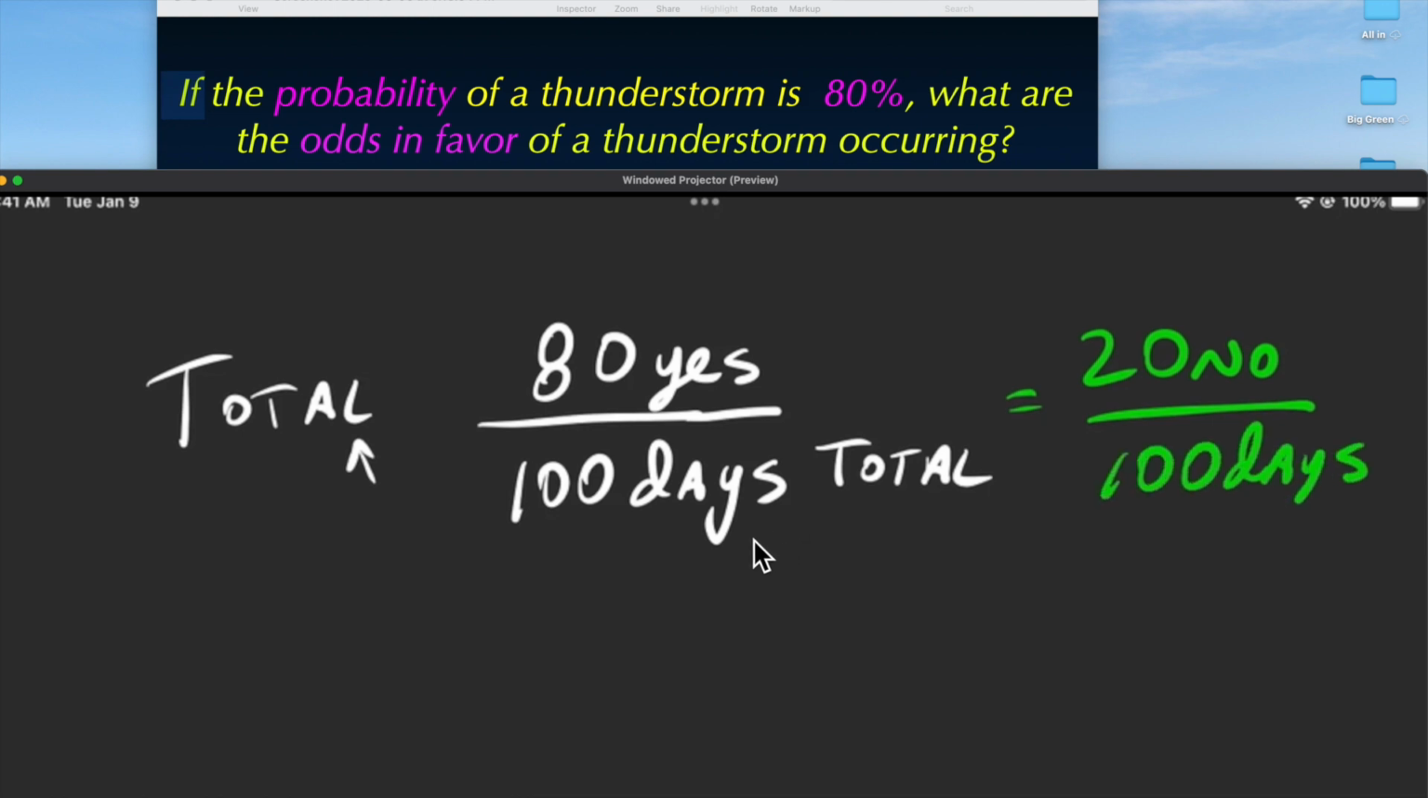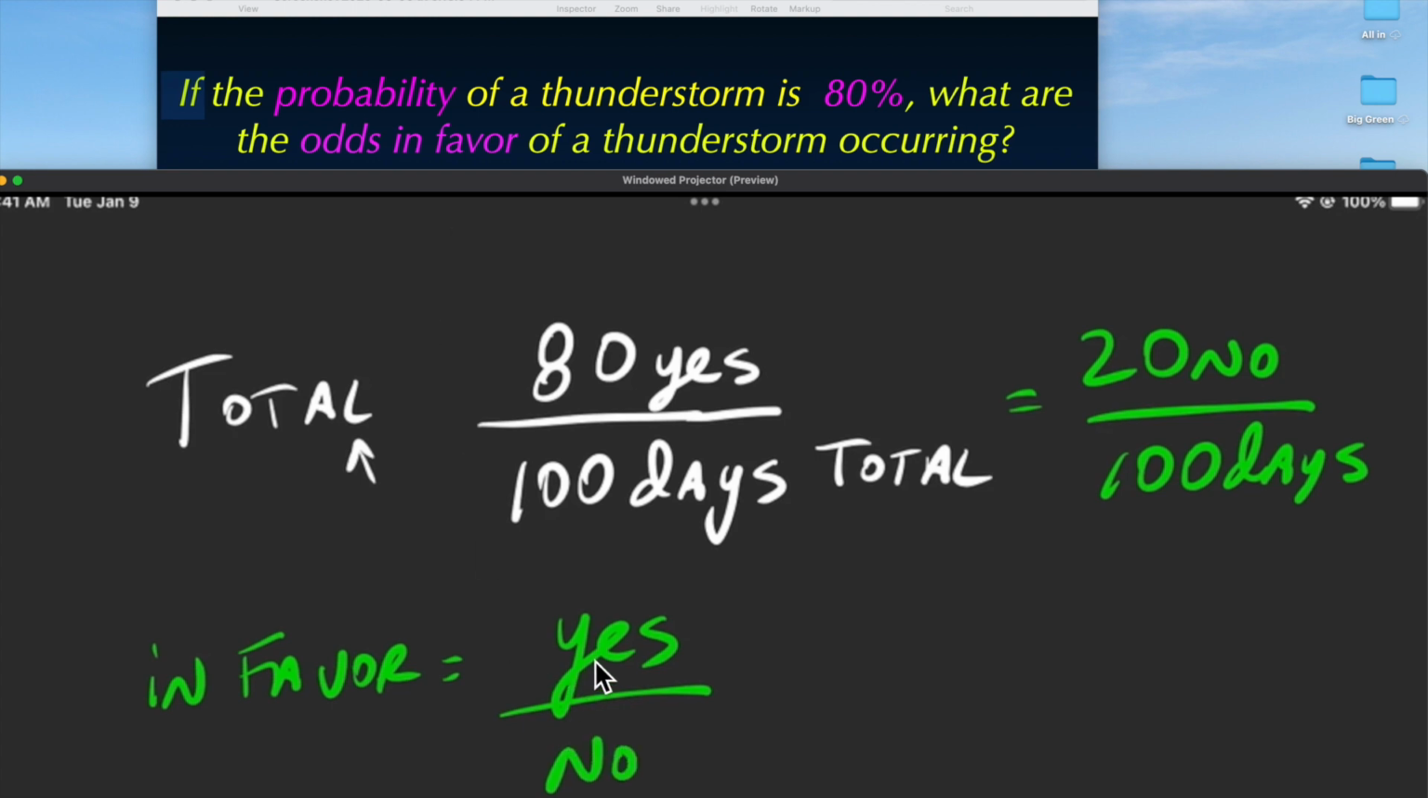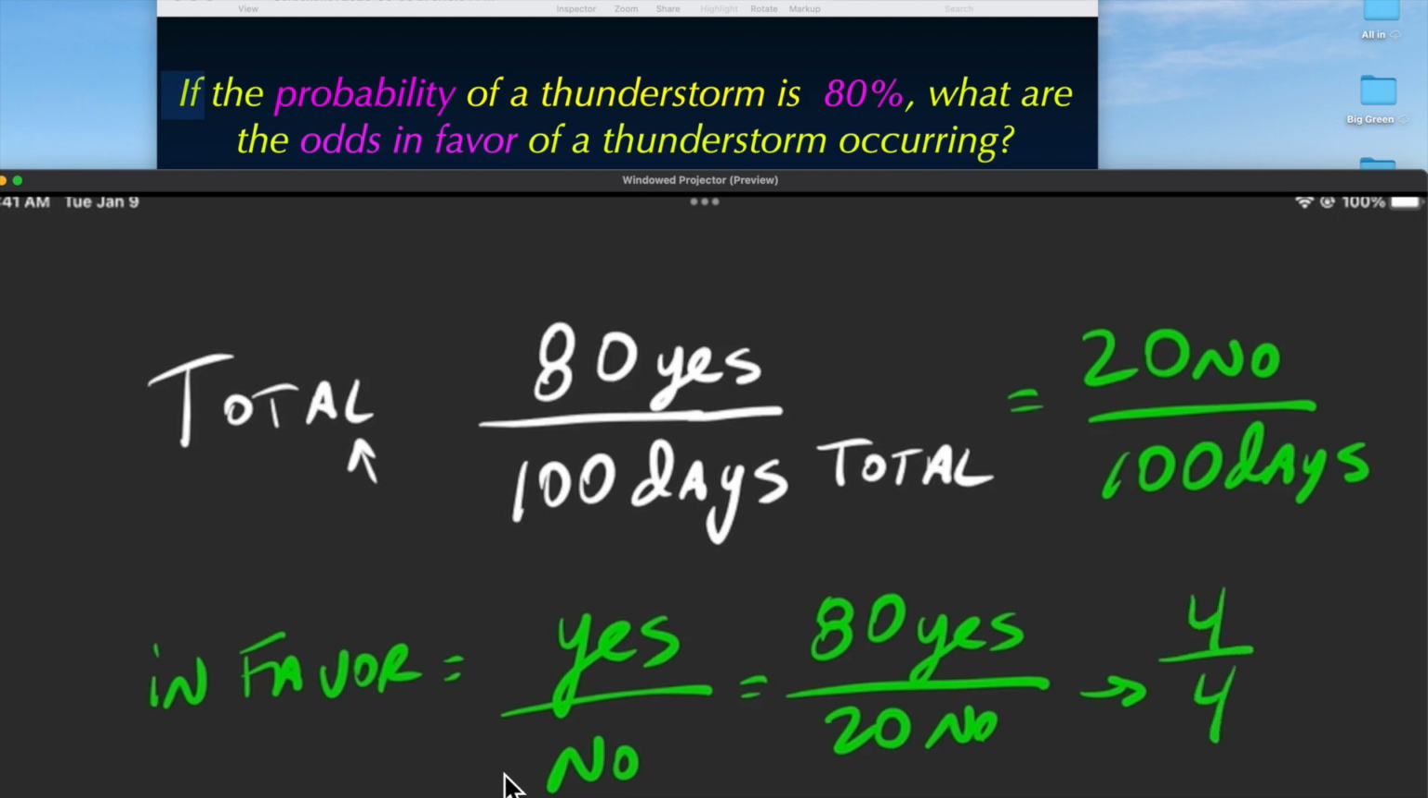Okay. Next, if they want the odds in favor, odds are going to be a yes event. How many yes events for every no event? So we're going to have 80 yes events for every 20 no events. That means the odds in favor are going to be 4 over 1. 4 over 1 in favor, or it can be written 4 to 1 in favor.